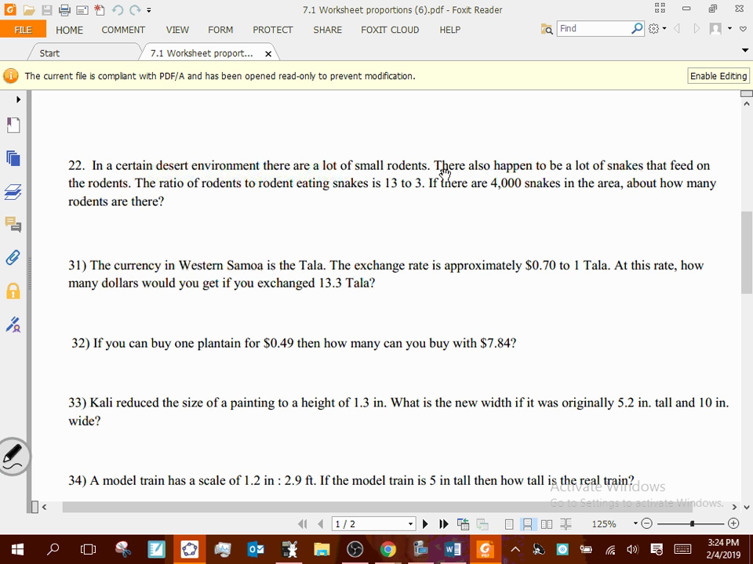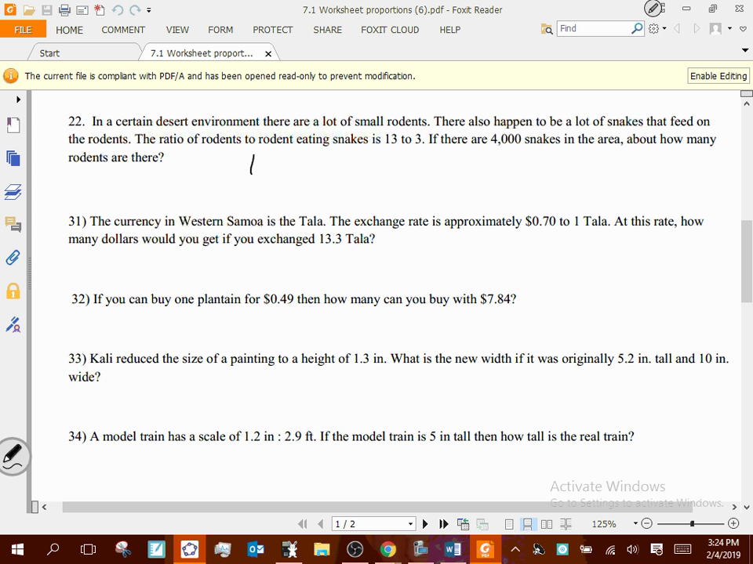In a certain desert environment, there are a lot of small rodents. There also happen to be a lot of snakes that feed on the rodents. The ratio of rodents to rodent-eating snakes is 13:3. So 13 to every 3 snakes. So if there are 4,000 snakes, I like to keep the snakes in the denominator. How many rodents are there?